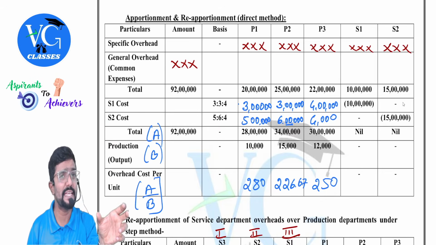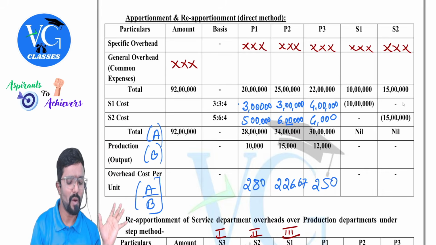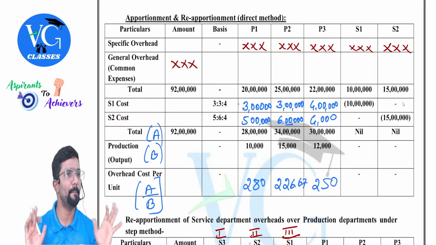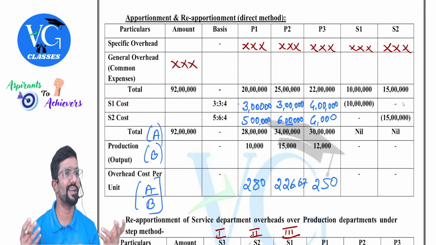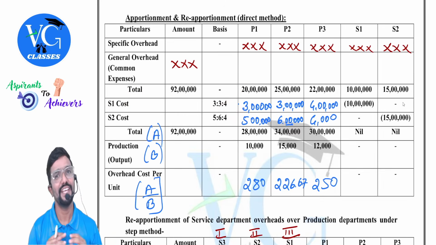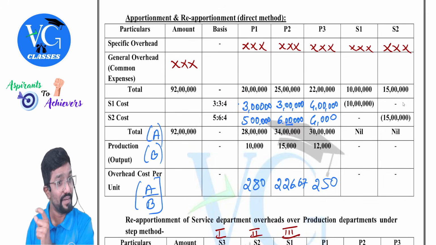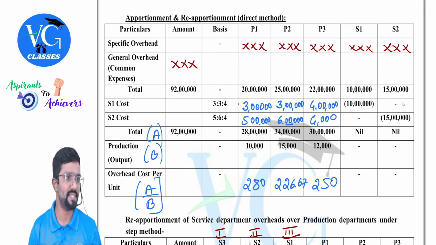They would have given various bases, and you need to choose the suitable one. Very simple: what is this service department doing? If you know, you can decide the basis. If they have given general names like S1, S2 and so on, you cannot decide what they are doing. In that case, they will give the ratio. Or else, like in my question, I showed you office, workshop and so on. If they give the name of a particular department like that, then you can decide what work they are doing and accordingly decide the suitable basis.